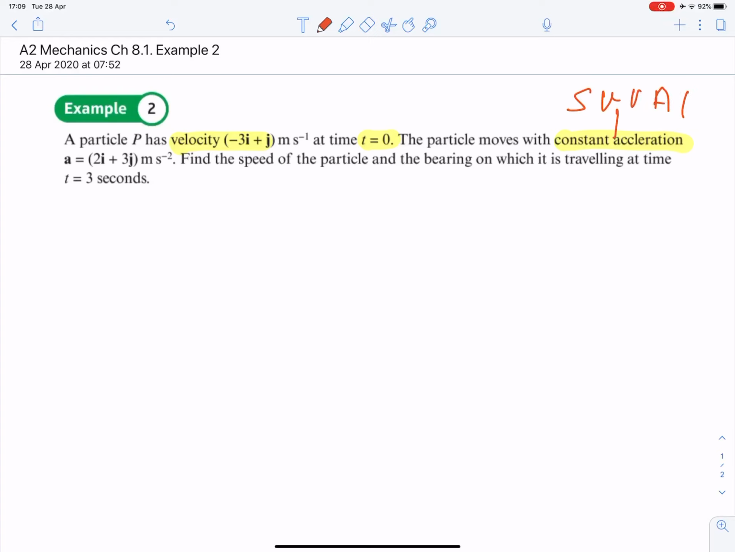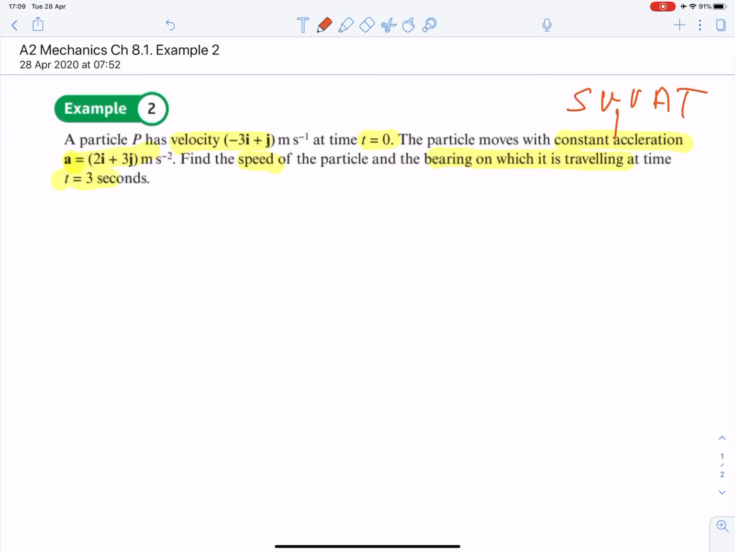Ch8. Constant acceleration. And we're told the acceleration is 2i plus 3j. Find the speed of the particle and the bearing on which it is travelling when t equals 3.